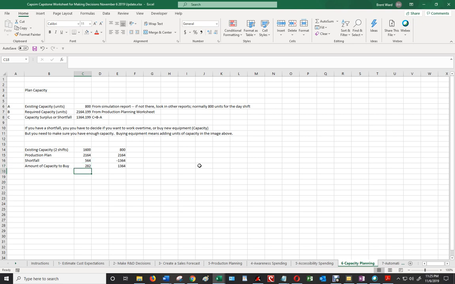Okay, so I have a decision made. I'm probably going to go with this one above because I'm going to be conservative in how much I spend, and I'm going to buy 282 units of capacity to accommodate my production plan. Okay, so that's another decision made right there. I'm going to buy 282 units of capacity.